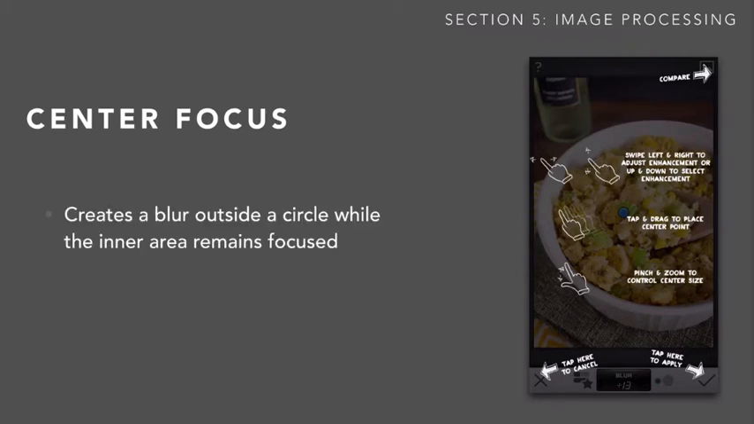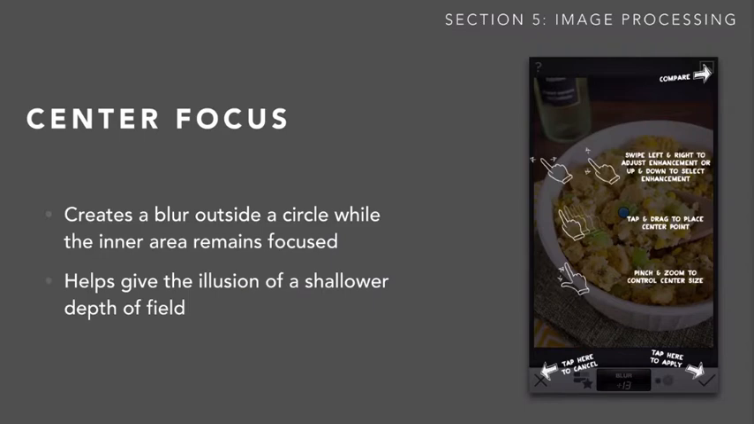This creates a blurred outside circle while everything inside the circle is in focus. So you can tap on the screen to create a circle and then pinch it in or out to make the circle bigger or smaller. Everything inside the circle will be in focus and everything outside of it will be out of focus. And you can adjust how much blur there is. But this gives you the illusion of having a shallower depth of field.